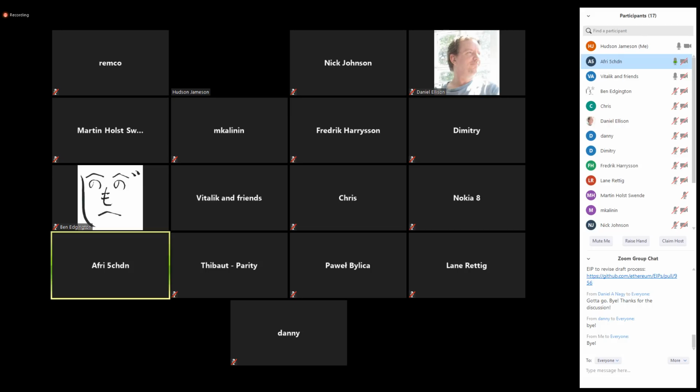What else do we have? We had some issues with warp sync and added a warp barrier to the client, so users can configure a minimum block to warp to. The issue is that there are many outdated snapshots out there, and it's a major annoyance that people warp to block 4 million and then still have to synchronize through another million blocks.